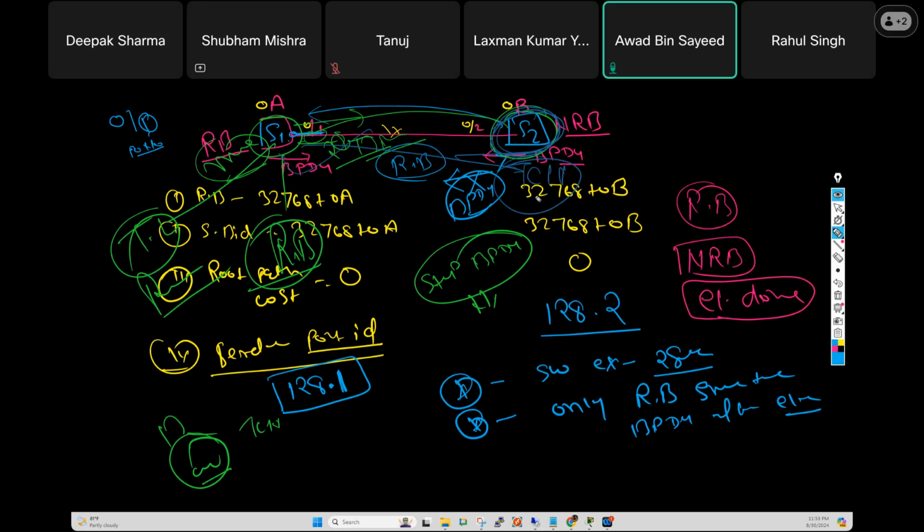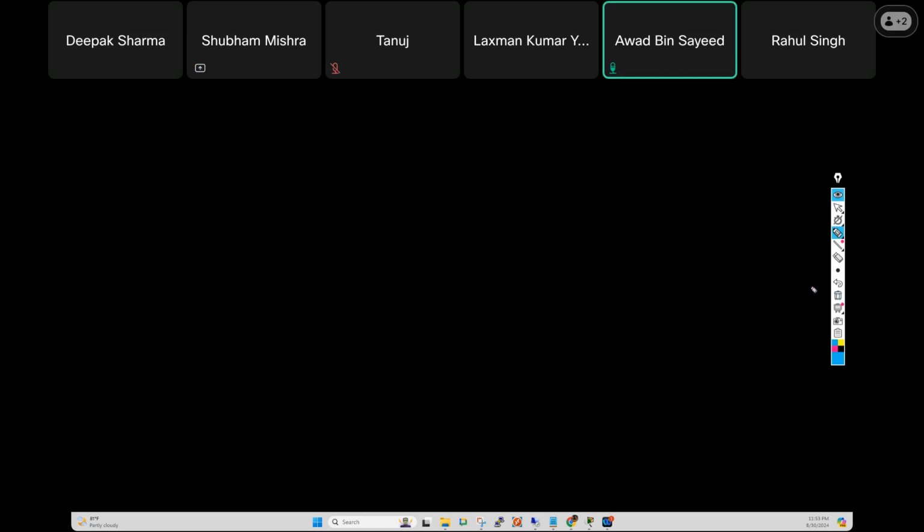So any change in topology happens, that time TCN will generate. If any change happens at the non-root bridge end, in this case, the non-root bridge will generate the TCN BPDU to inform the root bridge. That's all. Got it. Clear, everyone? Yes, sir.